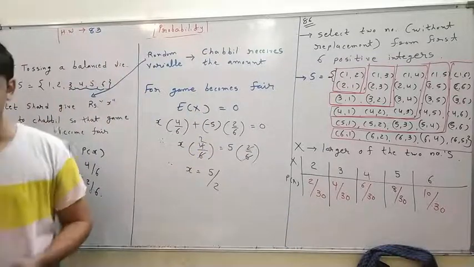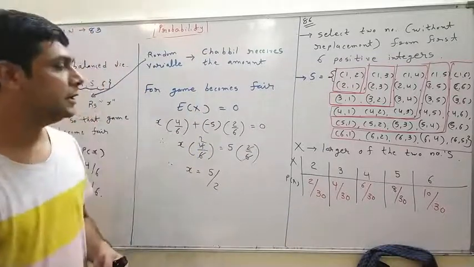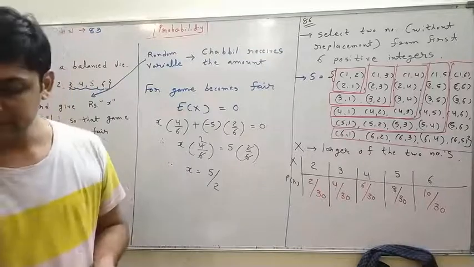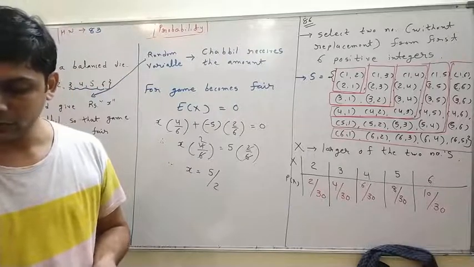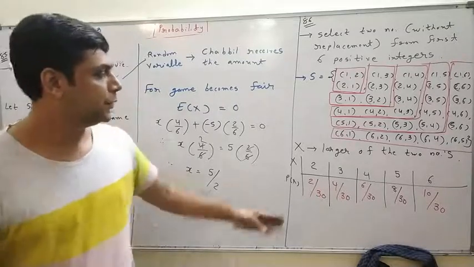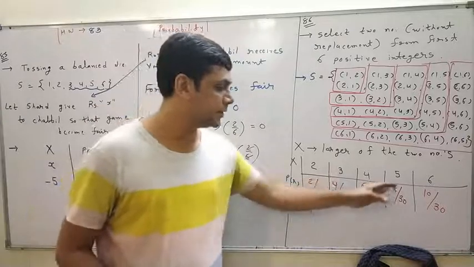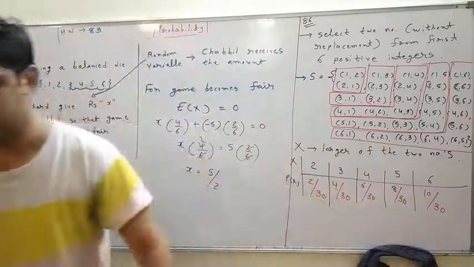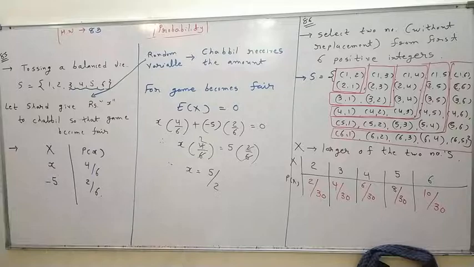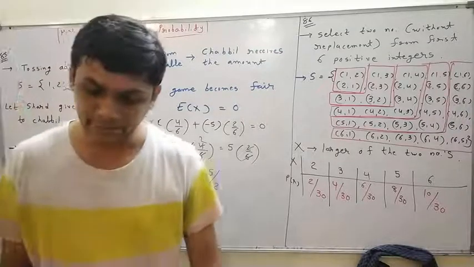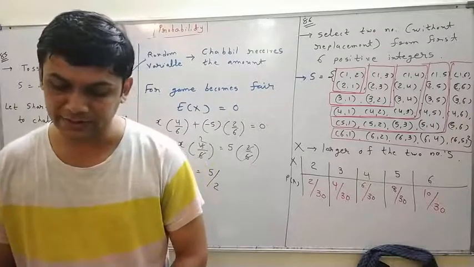Okay, so that is your probability distribution. Now you can find the mean, variance and standard deviation from this. To find just the mean, it is 2 into this plus 3 into this plus 4 into this plus 5 into this plus 6 into this. So that can be done easily. Okay, next question, question number 87.